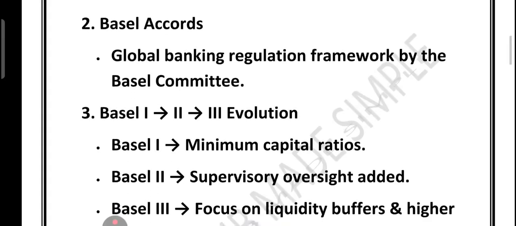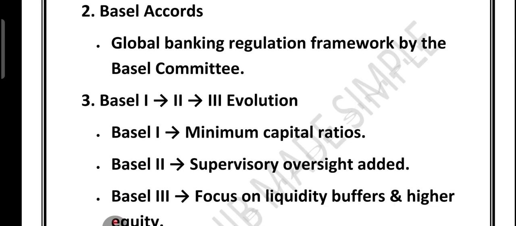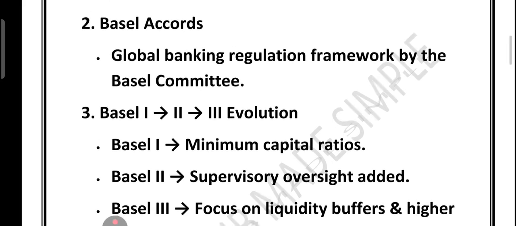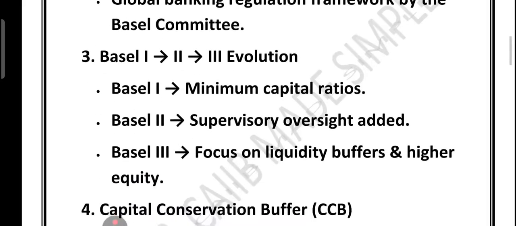What is Basel Accord? Basel Accords are the global standard for banking regulation developed by the Basel Committee on Banking Supervision, that is called BCBS. Why does Basel Accord come into the picture? Because to promote financial soundness across the country. Now you can see the evolution 1 to 2 to 3. So let's see how the Basel framework evolved.